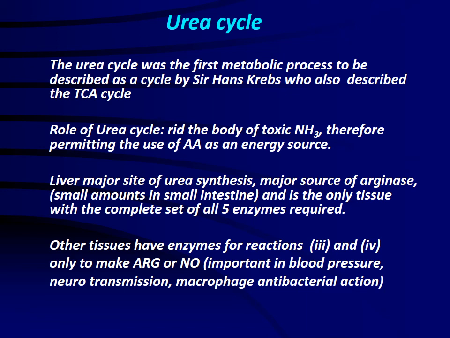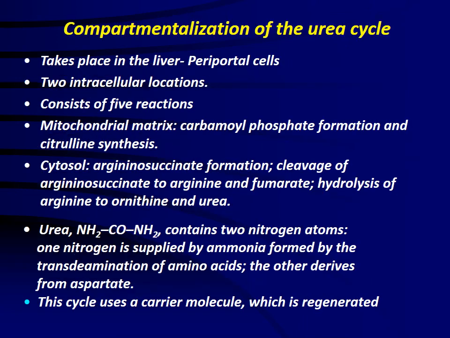Liver is the major site of urea synthesis and major source of arginase, and is the only tissue with a complete set of all 5 enzymes required for urea synthesis. Other tissues have enzymes for reactions 3 and 4 only, to make arginine or nitric oxide, which are important in blood pressure, neurotransmission, and macrophage antibacterial action.